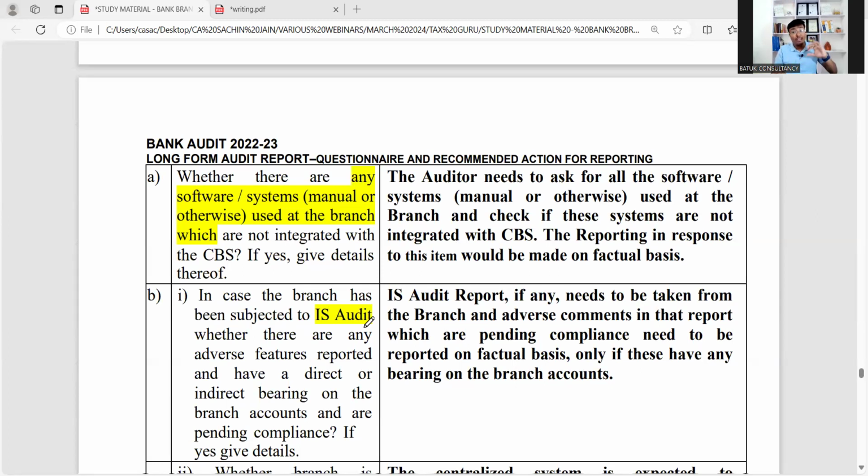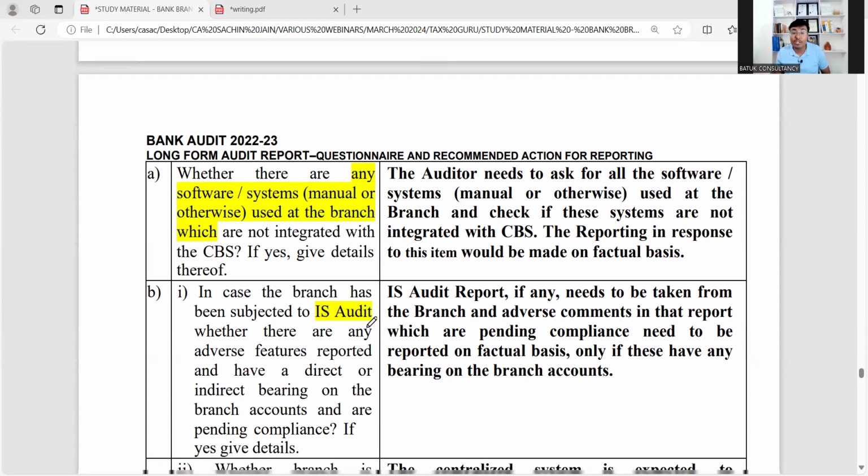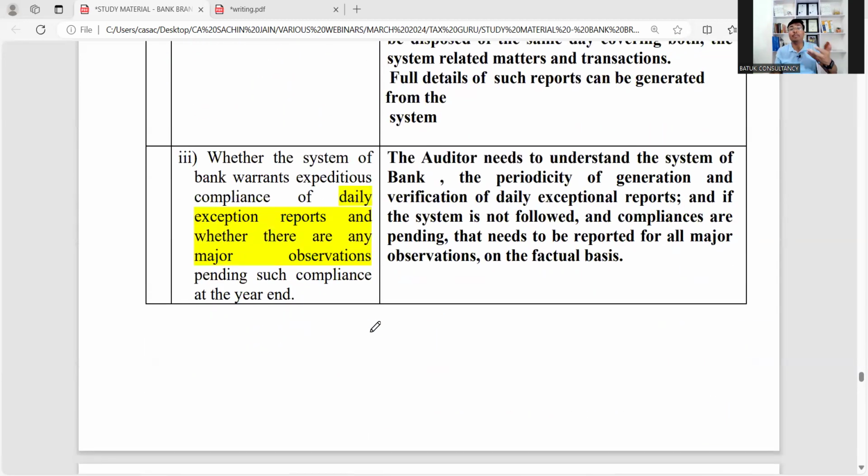We can check whether there is any applicability of the information system audit or not. If there is applicability, we check whether there is any adverse comment or not, whether the bank is generating exception reports or daily reports on a daily basis or not, and whether the same are put in the physical file or not.